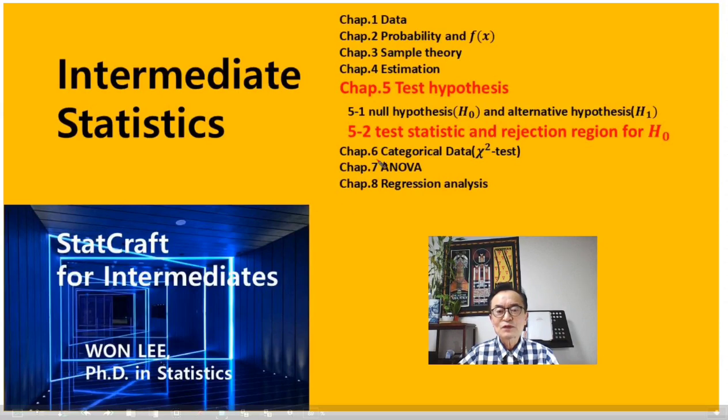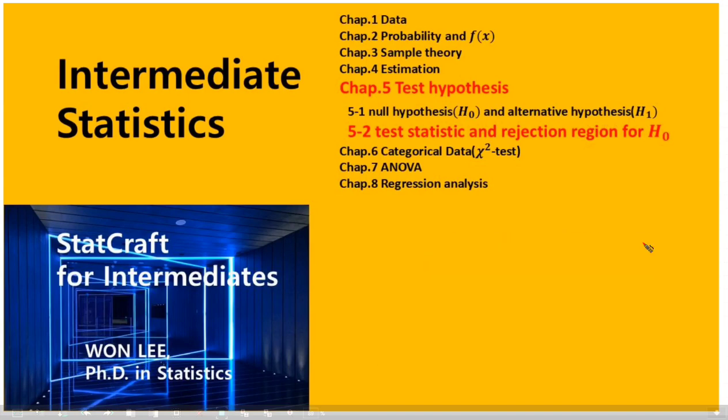Today, I'm going to introduce the test statistic and the rejection region for H0. H0 is the null hypothesis, and H1 is the alternative hypothesis, right? So let's review a little about those two hypotheses.